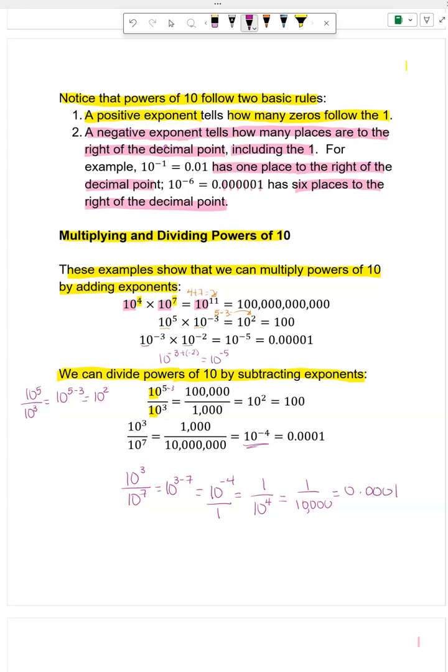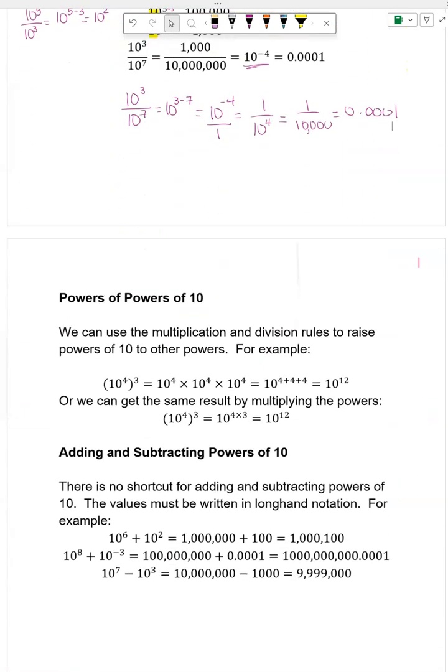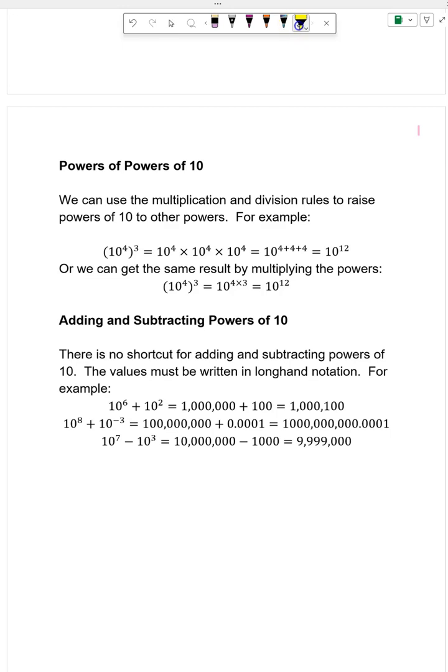When it says negative 4, that just means it goes over 4 places. So it just told me the same thing that this told me. So 1, 2, 3, 4. When you see something like that on your calculator, this E means 10, right? That means 10 to the negative 4. Okay, so that's what that means. All right. Let's talk about this for a minute.